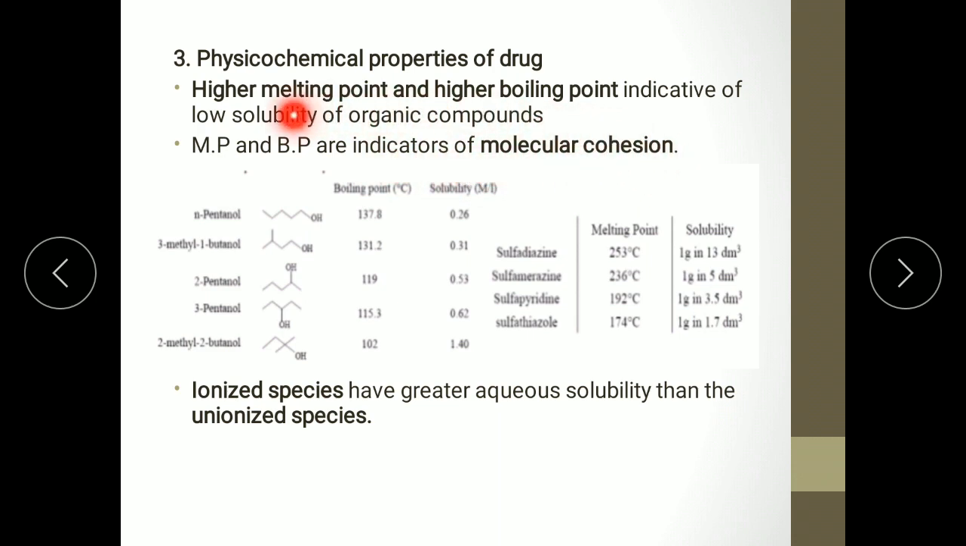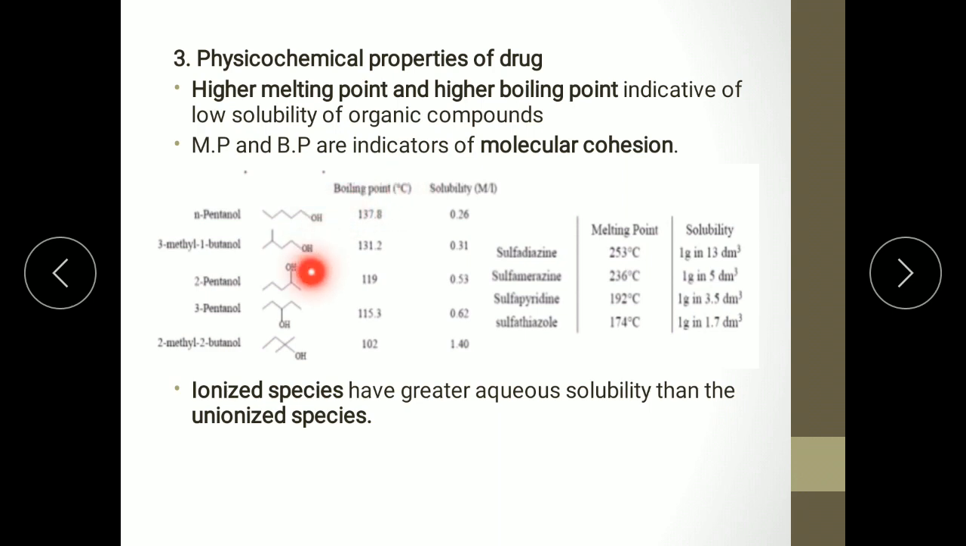So higher the melting point and higher the boiling point, it indicates low solubility, because more energy is required to break that molecular cohesion and convert the molecule into a highly soluble organic compound.